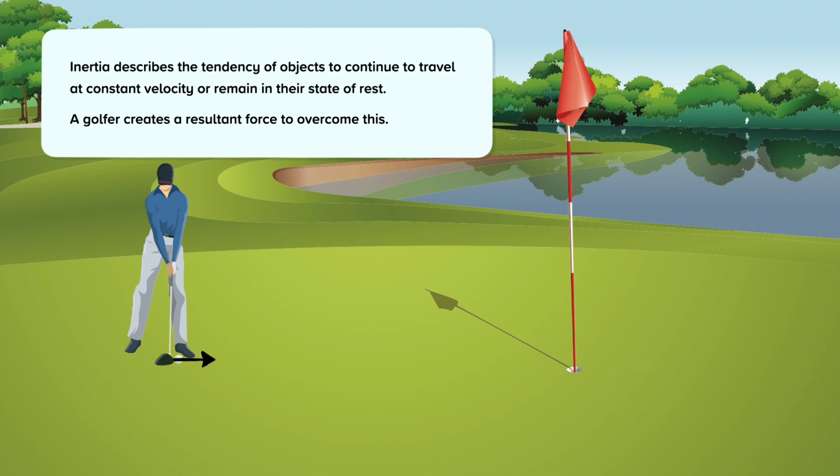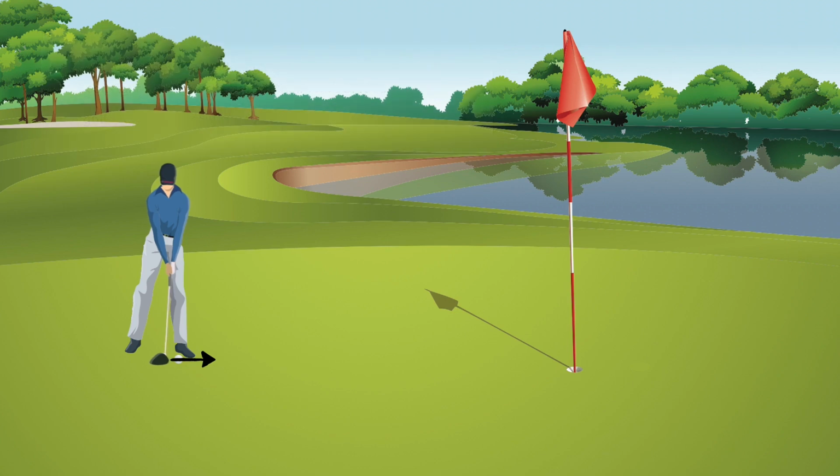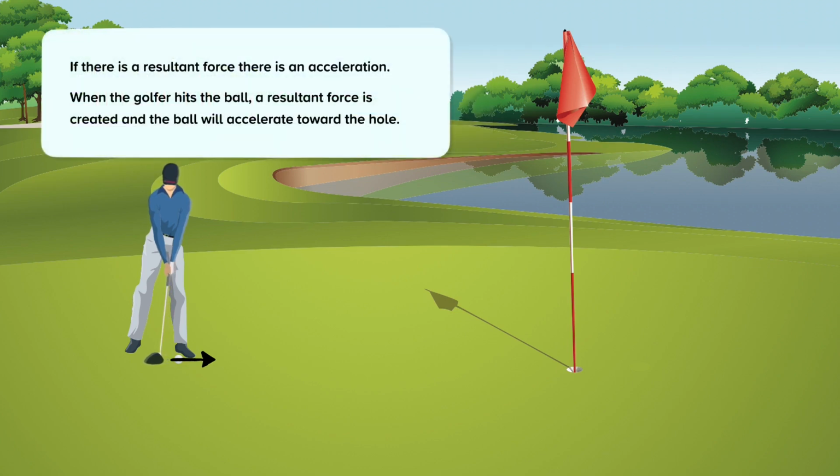Inertia describes the tendency of objects to continue to travel at constant velocity or remain in their state of rest. A golfer creates a resultant force to overcome this. If there is a resultant force, there is an acceleration. When the golfer hits the ball, a resultant force is created, and the ball will accelerate toward the hole.